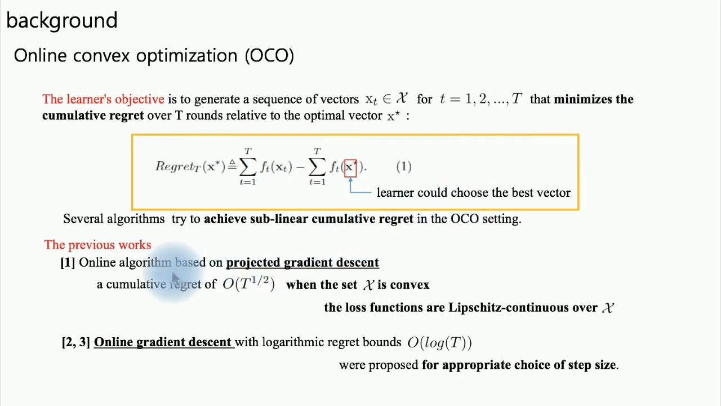The seminal work on online algorithms, based on projected gradient descent, achieved a cumulative regret of order T to the 1/2 when the set X is convex and the loss functions are also Lipschitz continuous over the set X. In other words, online gradient descent achieves logarithmic regret bounds, of order log T, with an appropriate choice of step size on strongly convex loss functions.